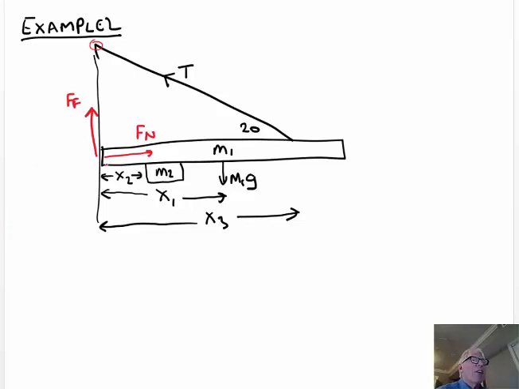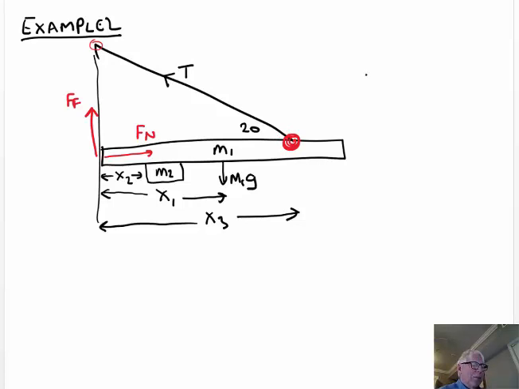If you wanted to find Ff, then you'd want to avoid having to deal with T, and you'd want to avoid having to deal with Fn, so you'd put your turning axis where those two lines cross. I actually lay pens down. Fn would be a pen going across the page. T would be another pen going diagonally across the page. And where they cross is where my turning axis is.